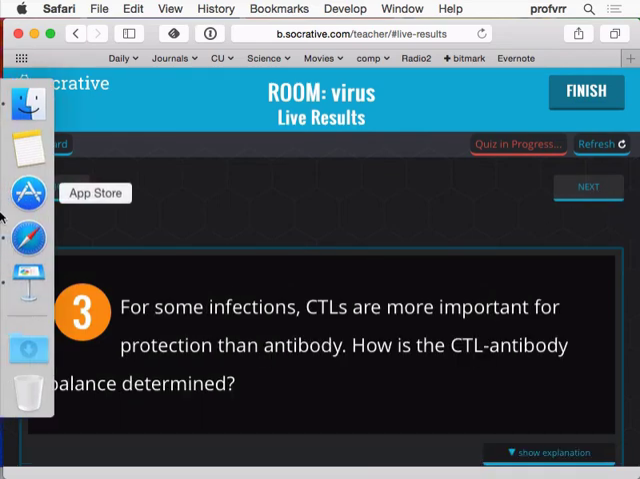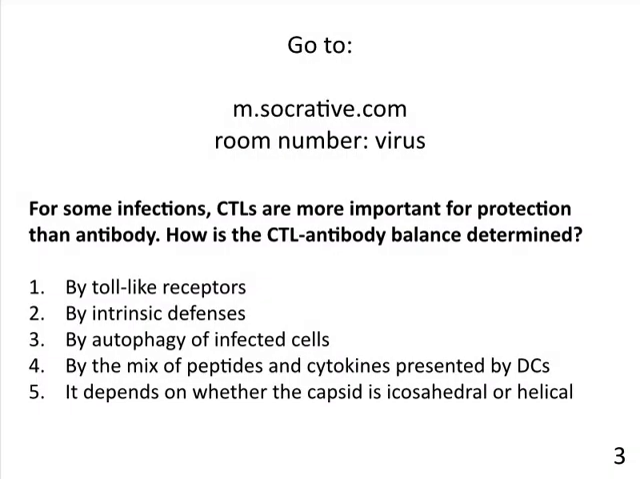All right, our next question. For some infections, CTLs are more important for protection than antibody. How is the CTL antibody balance determined? 1, by toll-like receptors, 2, by intrinsic defenses, 3, by autophagy of infected cells, 4, by the mix of peptides and cytokines presented by DCs, 5, it depends on whether the capsid is icosahedral or helical.